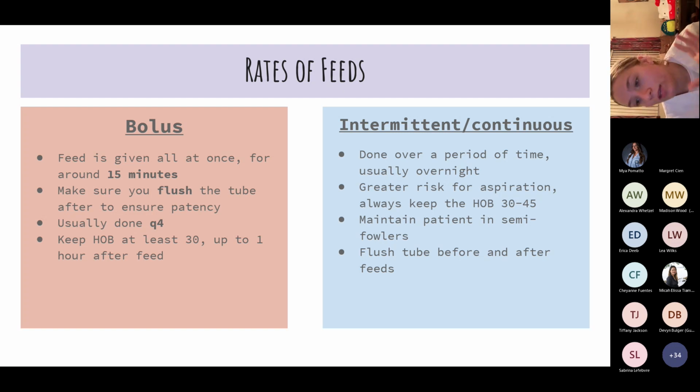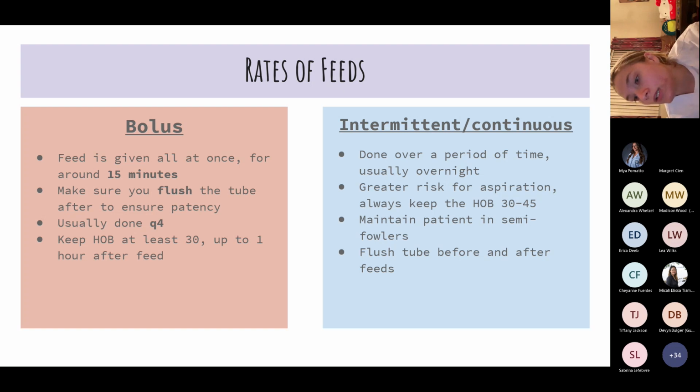I want you guys to understand these next two slides, okay? We really need to understand what in the world is the rate of feed. So really you have two different types. You have your bolus and your intermittent, okay? With your bolus, all this food is given at once, and it's usually given over around 15 minutes. We need to make sure that not only do we flush the tube before, but we also really need to flush the tube after and every 4 hours. Additionally, these patients just received a big meal very, very quickly. We have to keep the head of the bed up for about an hour to help aid in digestion.